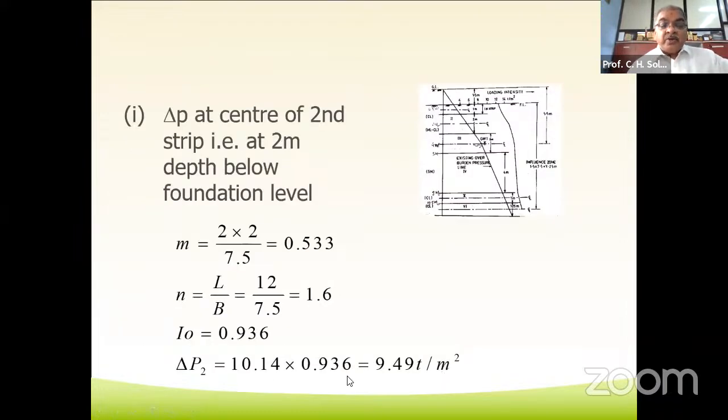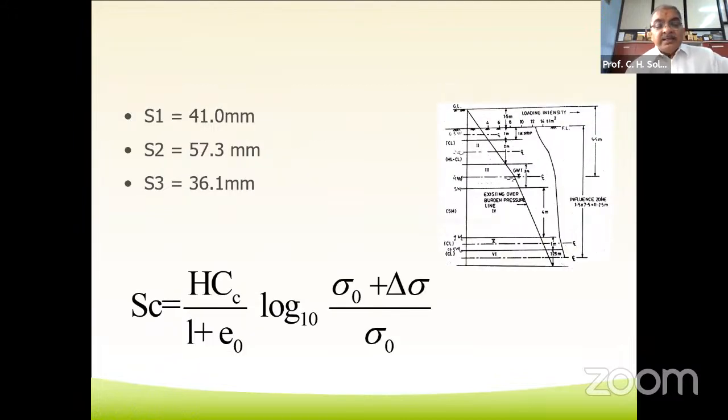Incremental stress for layer 2 has been computed as 9.49 ton per meter square, and the influence factor obtained for the same is 0.936. Similarly, the consolidation settlement for layers 1, 2, and 3 has been computed. Sigma 0 and delta sigma have been found out. The thickness of the clay layer has been taken into account as H. The initial void ratio is e0 and the compression index is 0.11.